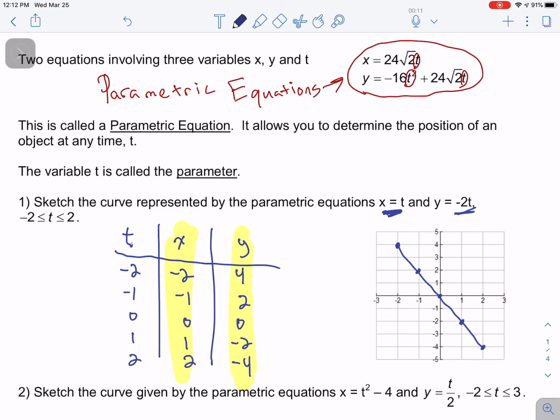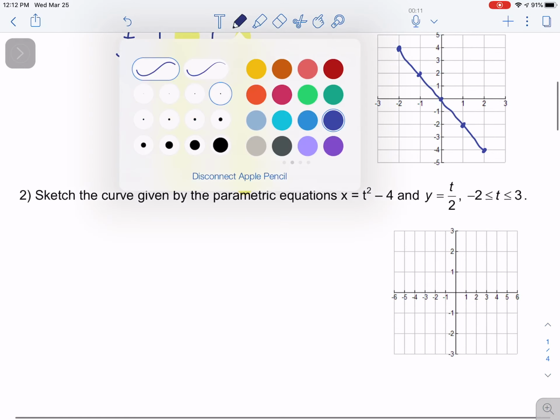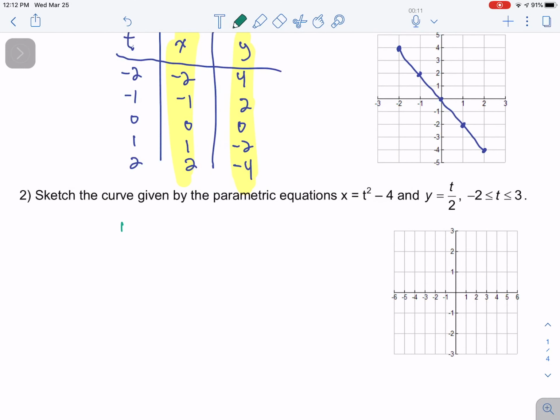All right. So now that you get the idea, why don't you go ahead and give number 2 a try. Please pause it, and then when you're ready, hit play, and I will work this out for you. Okay, so same idea here. We're going to do a chart for this. We're going to have t, x, and y.